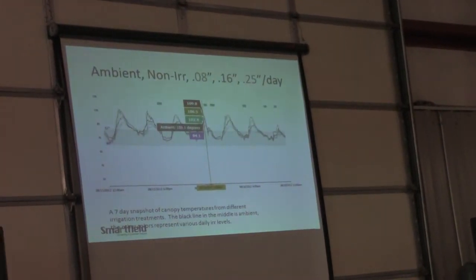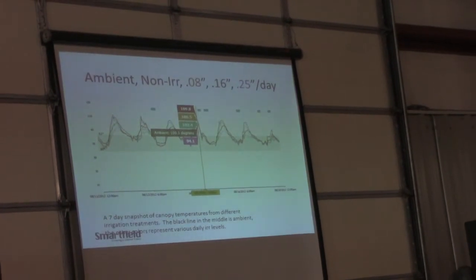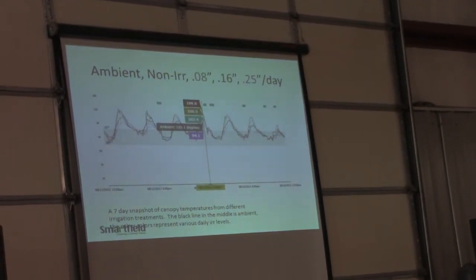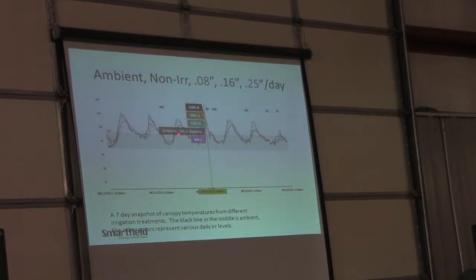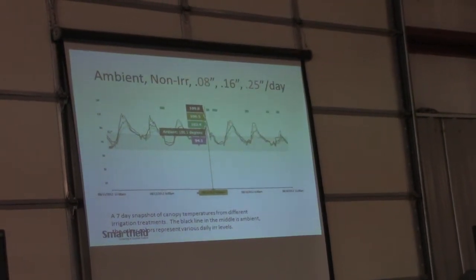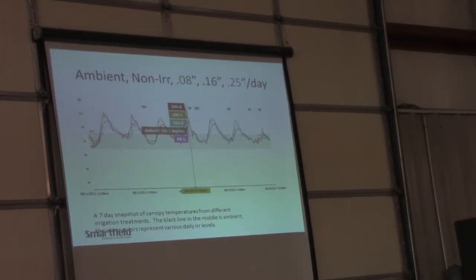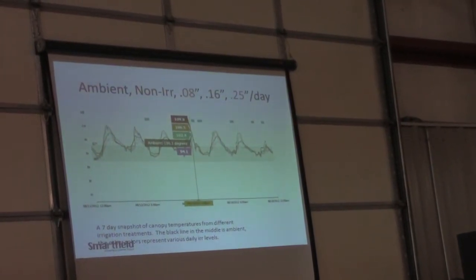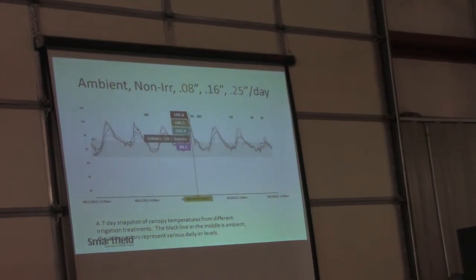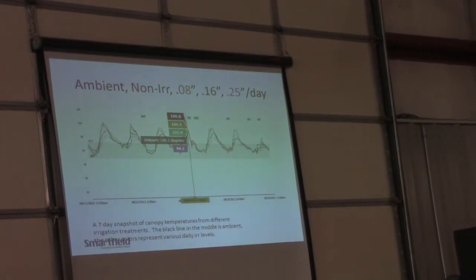This is from some of the Texas Tech regression data from last year. We're putting different amounts of water on there. And on this particular day, it was a 100-degree day in the afternoon, and our temperatures ranged from about 94 up to well over 100 degrees based on the different amounts of water we applied to that crop.